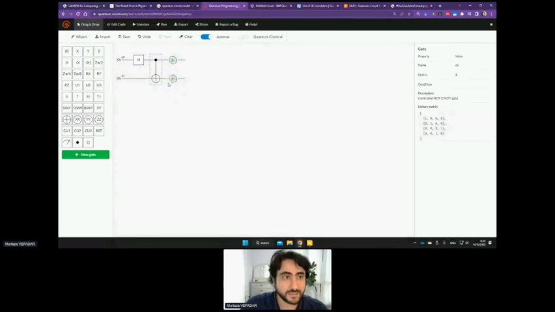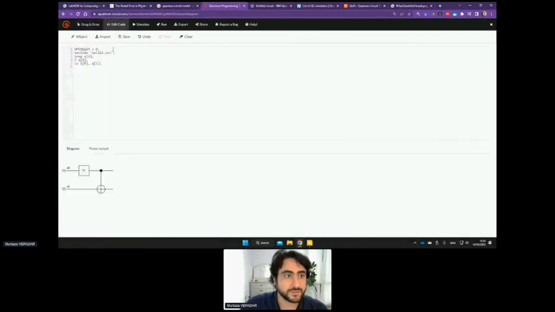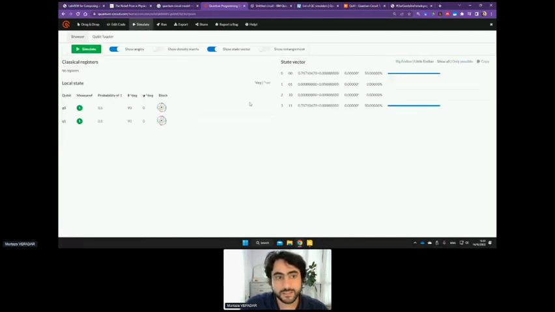This is called the Bell state, and we also have this equivalent code, and if we simulate it, we can see that these two qubits are entangled. This is a quick introduction to what I'm going to talk about. We can see that there is a 50% probability for both qubits to be 0, 0, and 50% for both qubits to be 1, 1. So they are entangled. If we know one of them, we can be sure about the other qubit's state.